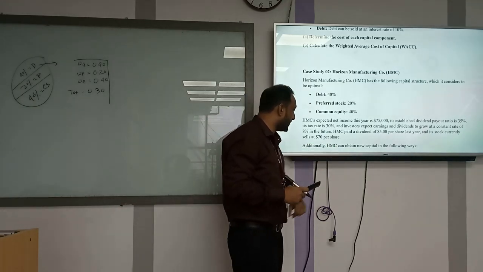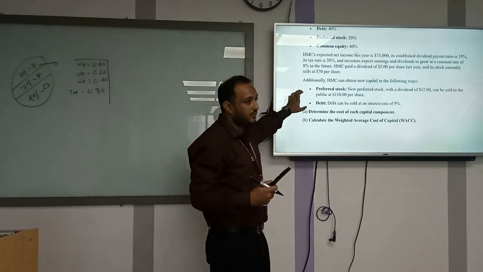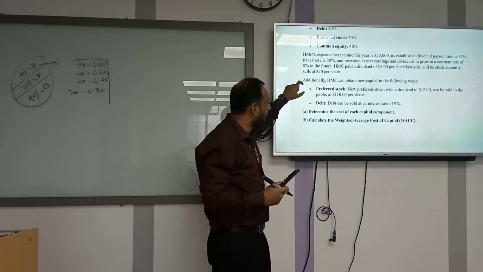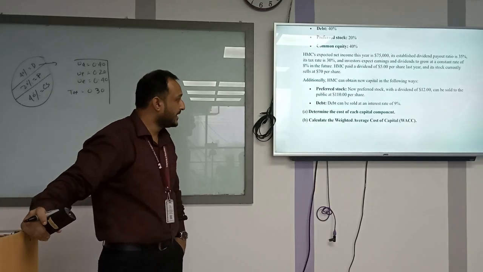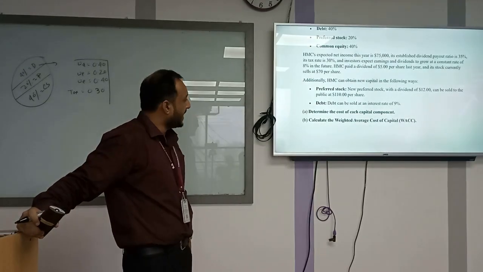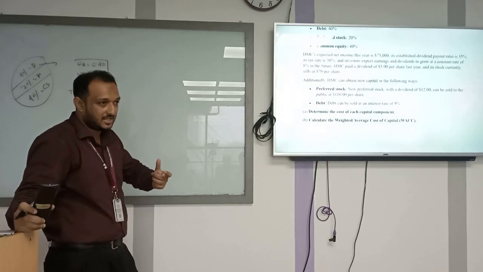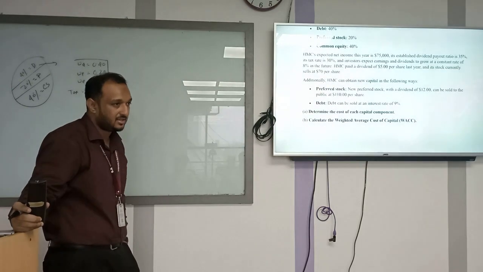Additionally, HMC can obtain new capital in the following ways. আরো দুই ভাবে following ways এ capital raise করতে হবে। One is through the preferred stock. কিভাবে? Preferred stock issue করতে পারবো with a dividend of $12 that can be sold to the public at $110. Okay? And debt can be sold at an interest rate of 9%. So যদি debt নেয়, এই debt interest rate কত হবে? KD কত হবে? Before tax KD 9%.